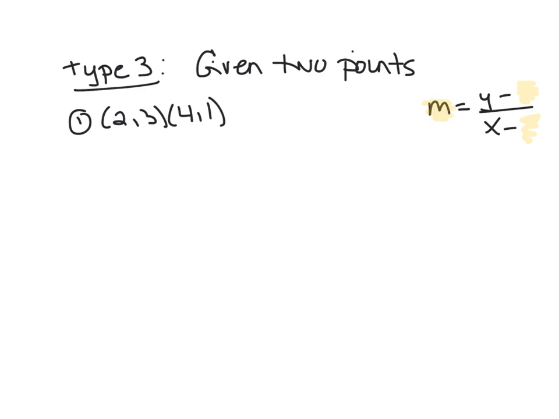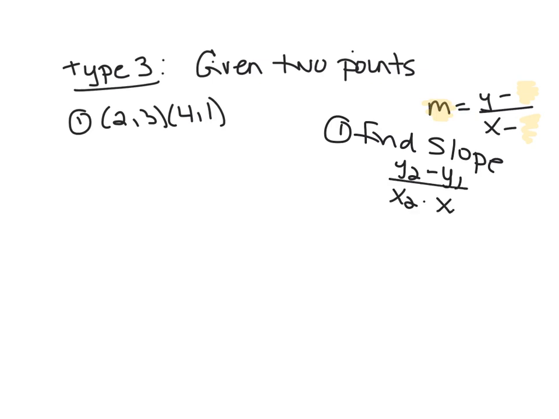So the difference now is you don't have the slope. So basically step 1, there's just an extra step. Find the slope: y2 minus y1 over x2 minus x1. That's why I had you practice this last week. So the slope is 1 minus 3 over 4 minus 2, negative 2 over 2. The slope is negative 1.